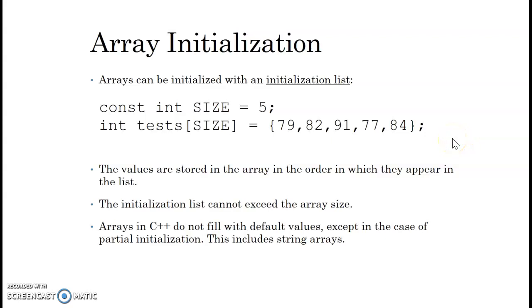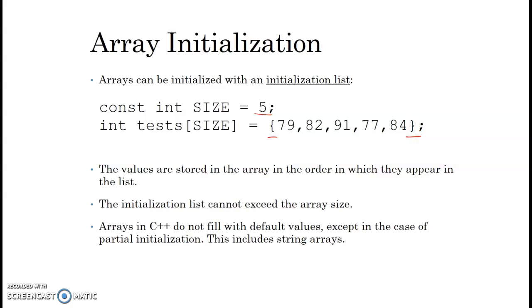And so in each of the locations, using curly braces as set notation, I'm going to assign into those 5 locations the numbers 79, 82, 91, 77, and 84. The values are stored in the array in the order in which they appear in the list. And the initialization list cannot exceed the array size. It can be smaller than the array size, and we'll look at that in a moment, but it can't be any larger than the array size. So here we have of size 5, and we have 5 elements in our set notation.